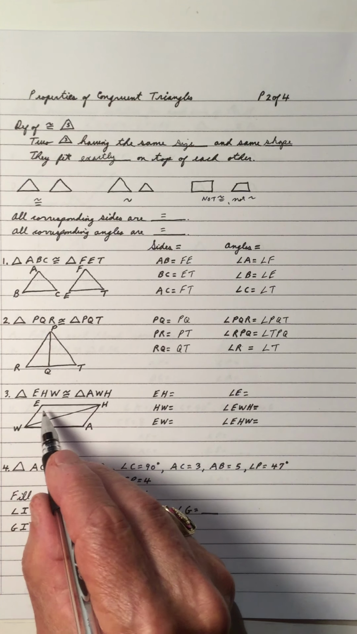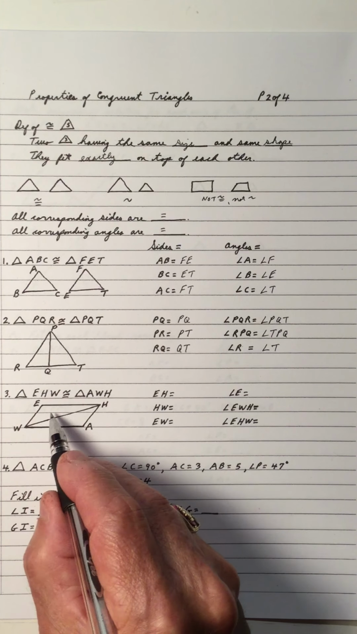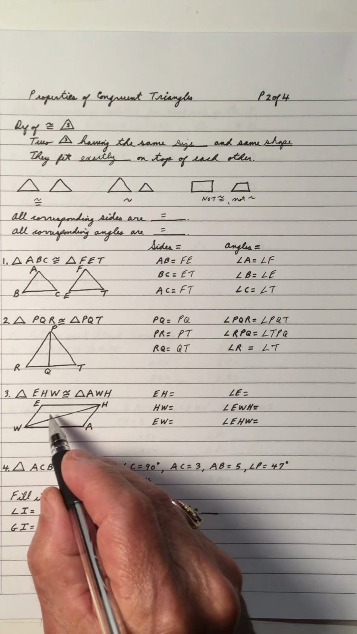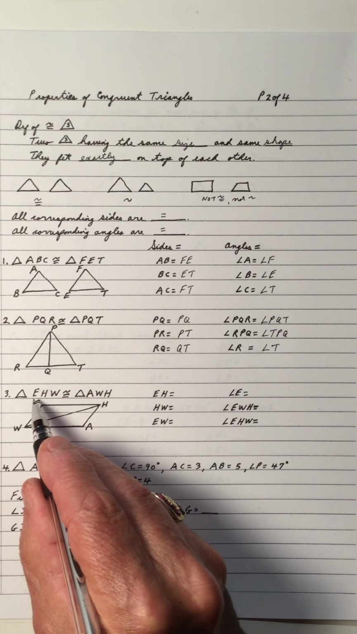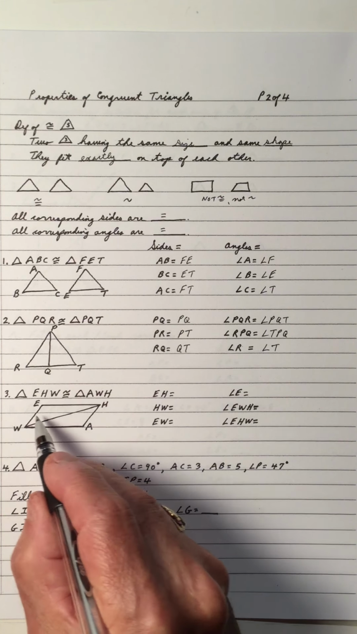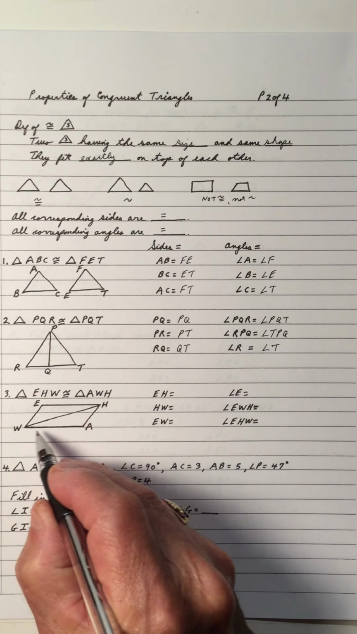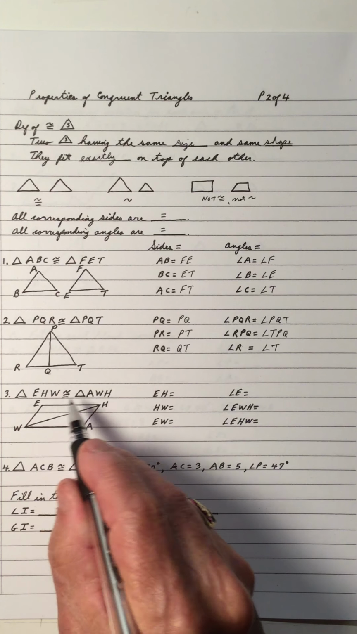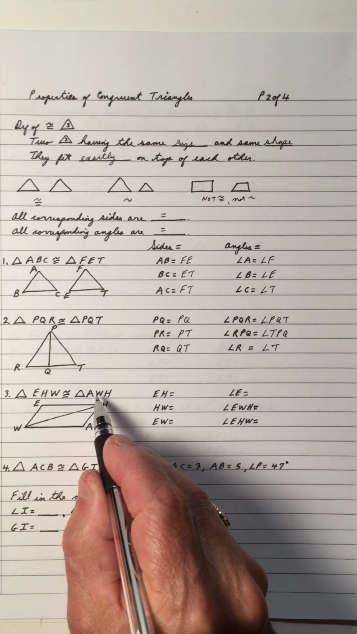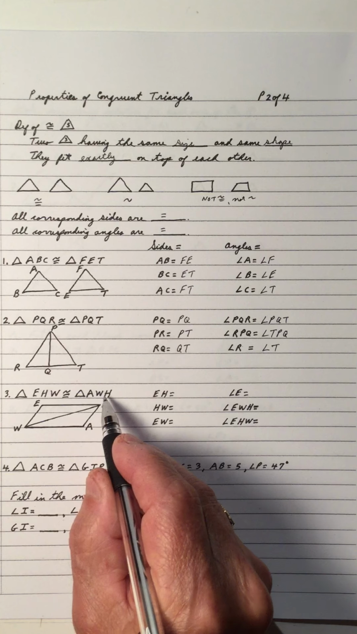Number 3, we have a quadrilateral. Notice the quadrilateral is made up of two triangles. So EHW is congruent to AWH. So E goes with A, H goes with W, and W goes with H.